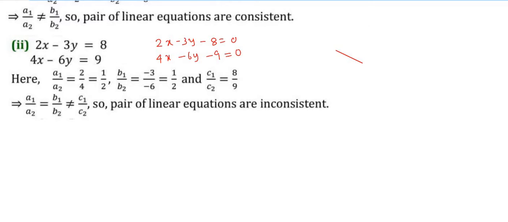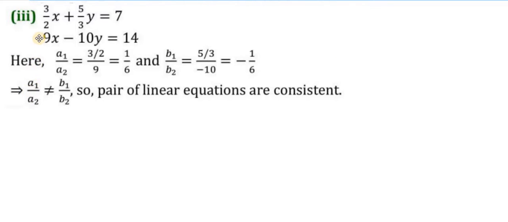Okay, next problem. Here, 3 by 2 x plus 5 by 3 y is equal to 7, and one more equation is 9x minus 10y is equal to 14. So correct this, simplify this. Therefore a1 by a2, that is 3 by 2.